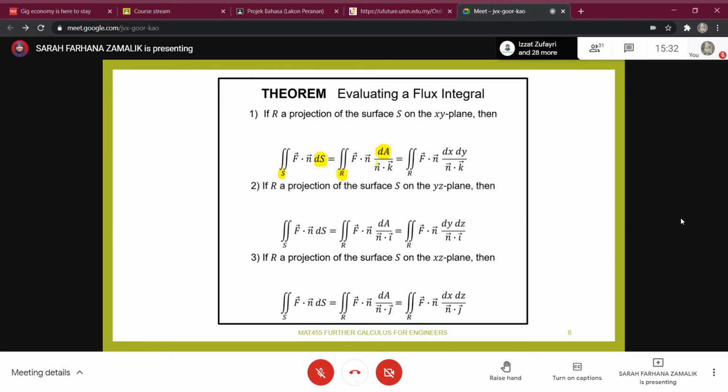It now becomes dA over the unit normal vector n dot product with vector k. Okay, look carefully at why we have to do that. Why dA divided by unit normal n dot product with vector k? This is because R is a projection of the surface S on the XY plane. That is why we change dS to dA divided by unit normal n dot product with vector k, because vector k is the component for the z direction.